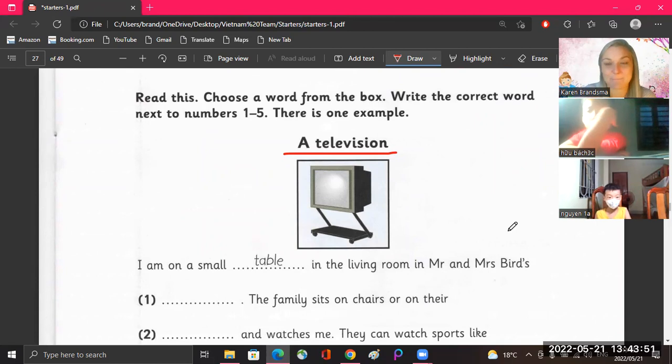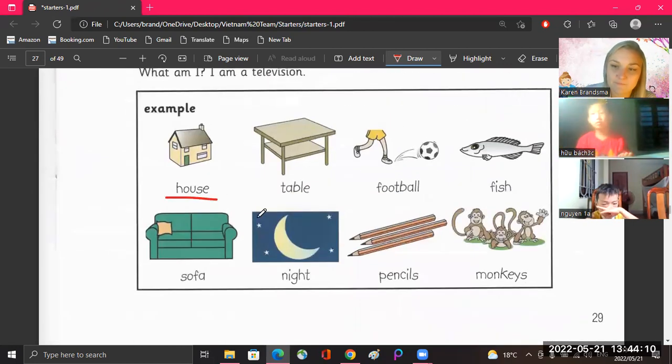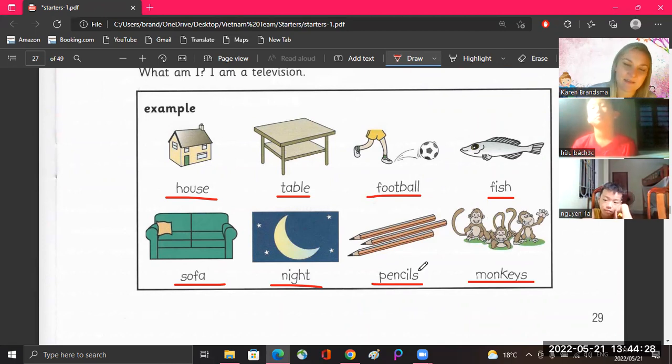It's the same, same. Okay. Do you like to watch television? Yes. You like to watch movies? TV. A TV. Okay. Television, TV, same. Let's read our words first. House, table, football, fish, sofa, night, pencil case, monkey. Okay, pencils.